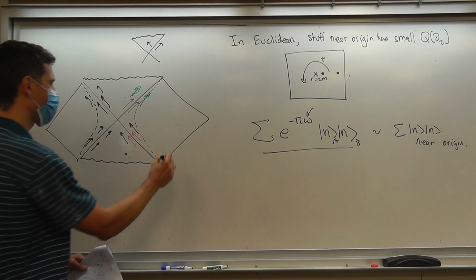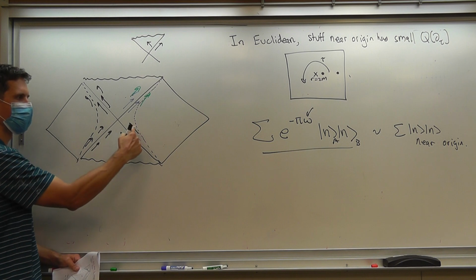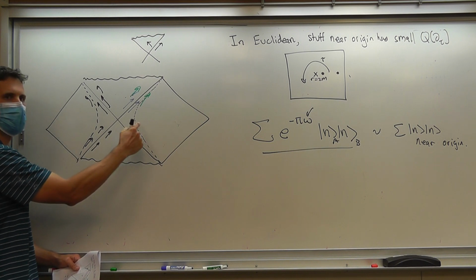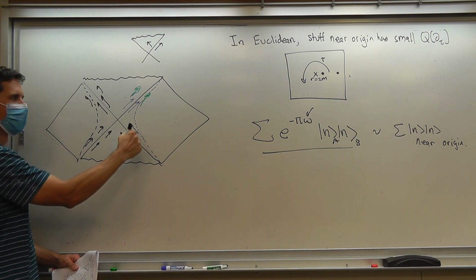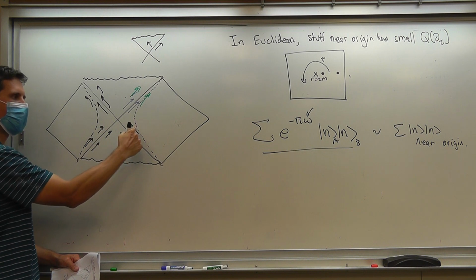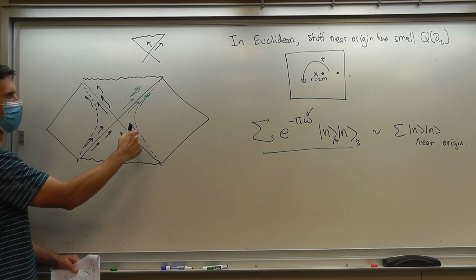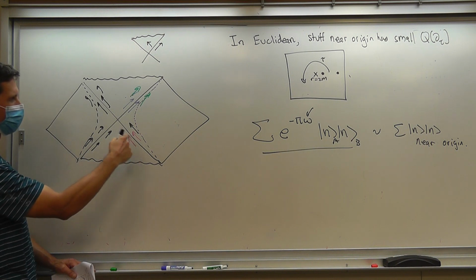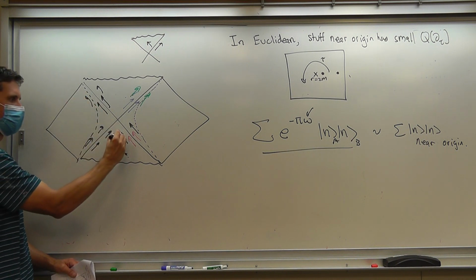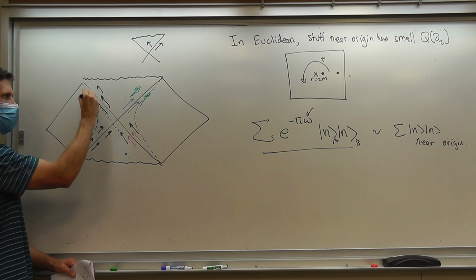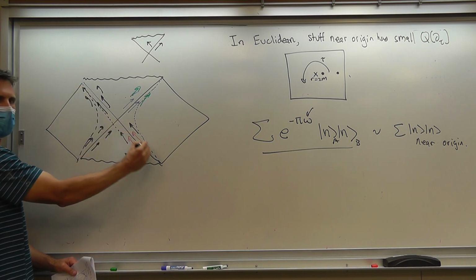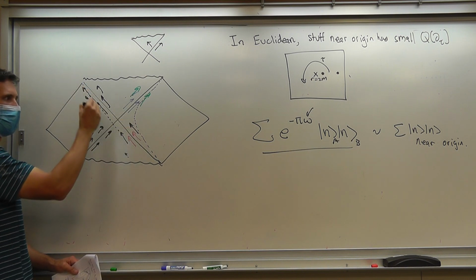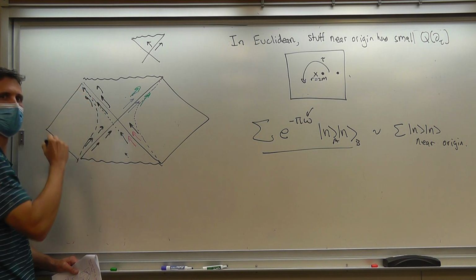No, the ingoing radiation, this here, is the ingoing radiation, so that's still part of A. But the ingoing radiation on this side is going to end up entangled with the outgoing radiation. I mean, these things keep going, so the ingoing radiation on this side is entangled with the outgoing radiation on the other side.